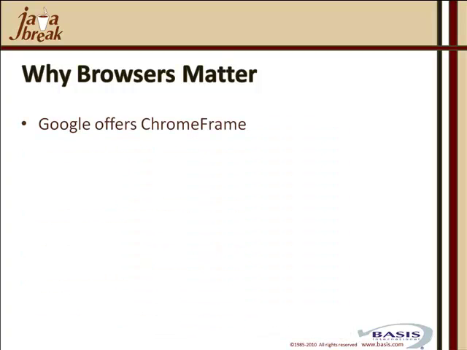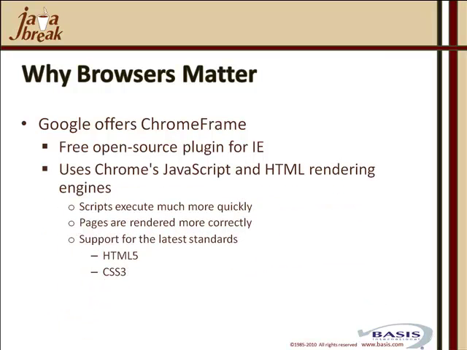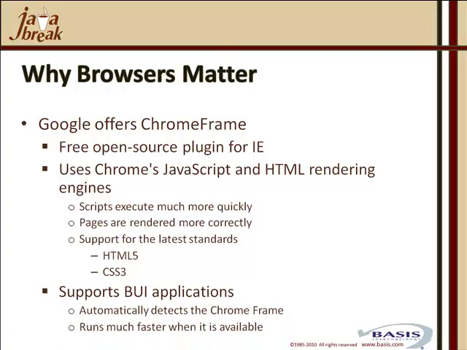So what is our solution? Well, the good news is that Google offers Chrome Frame, which is a free open source plugin for Internet Explorer. It uses Google's JavaScript and HTML rendering engines within Internet Explorer. The scripts execute much more quickly, pages are rendered more correctly, and there's support for the latest standards, HTML5 and CSS3. And that, of course, means that it supports the browser user interface applications that you will generate from your Visual Pro 5 or BBJ GUI applications.